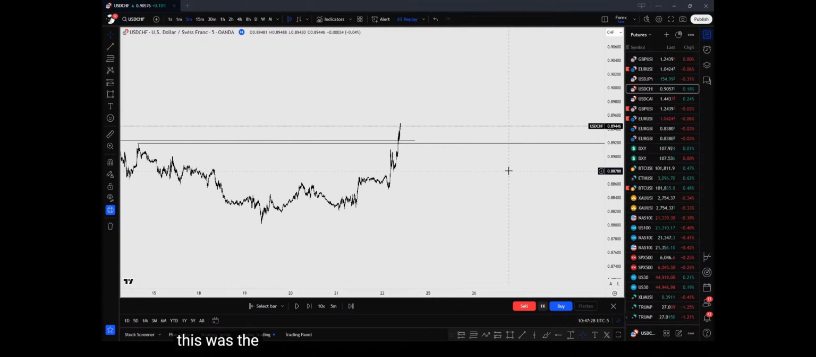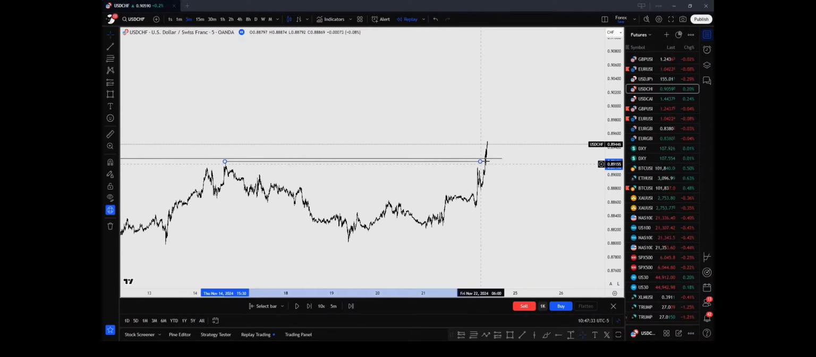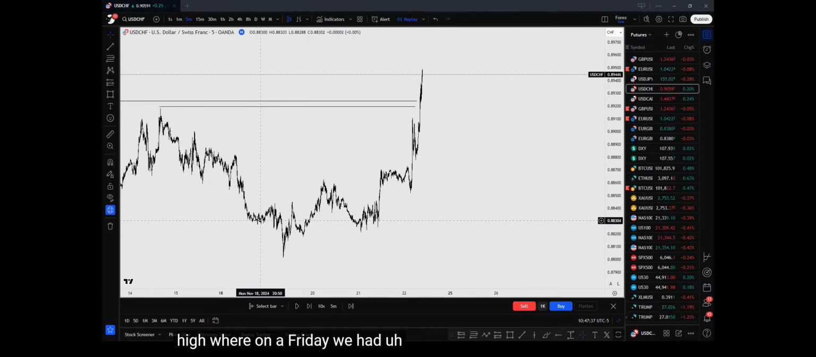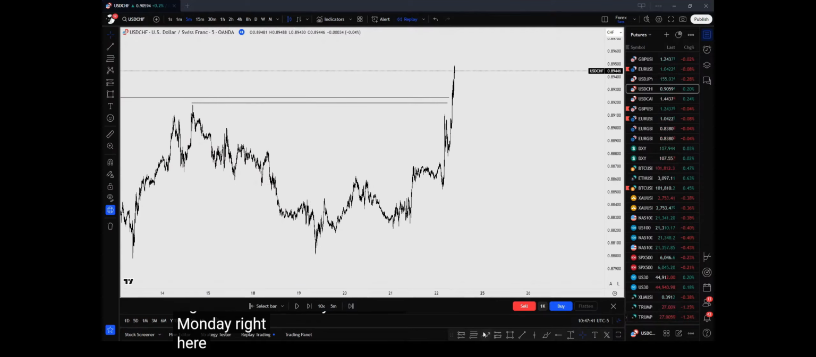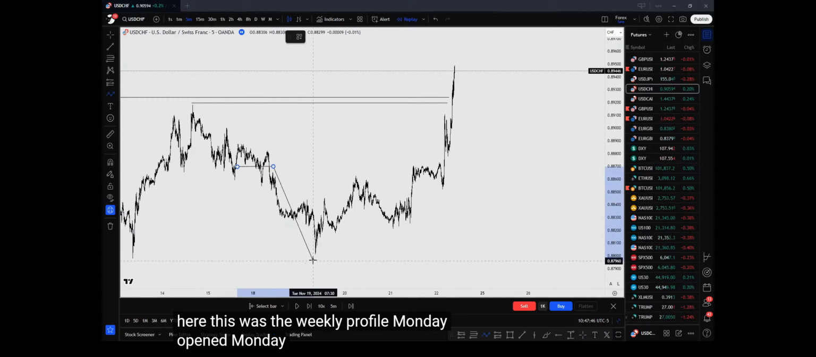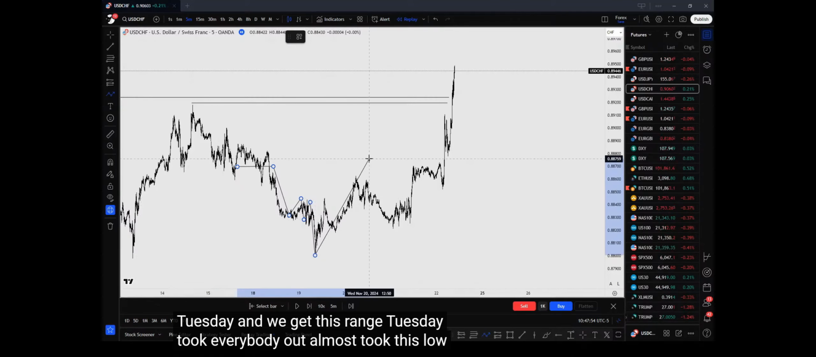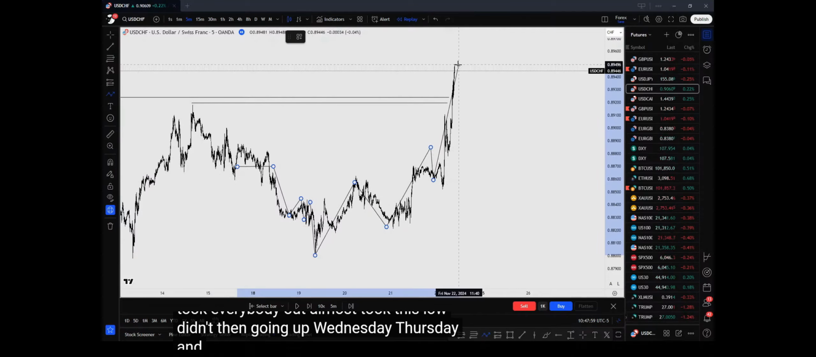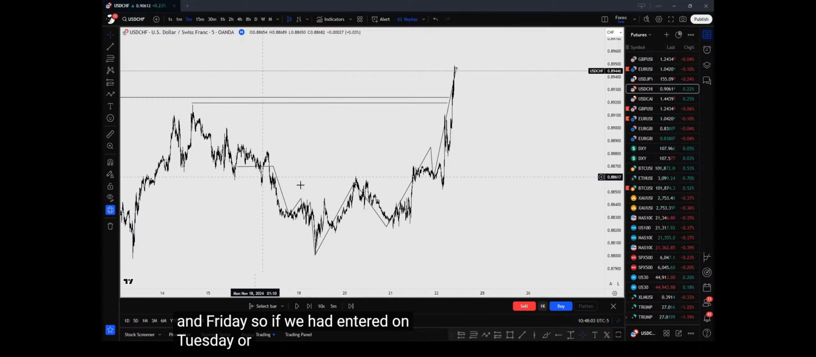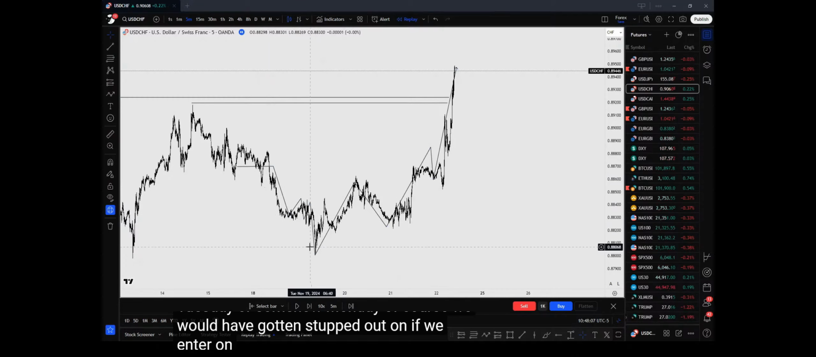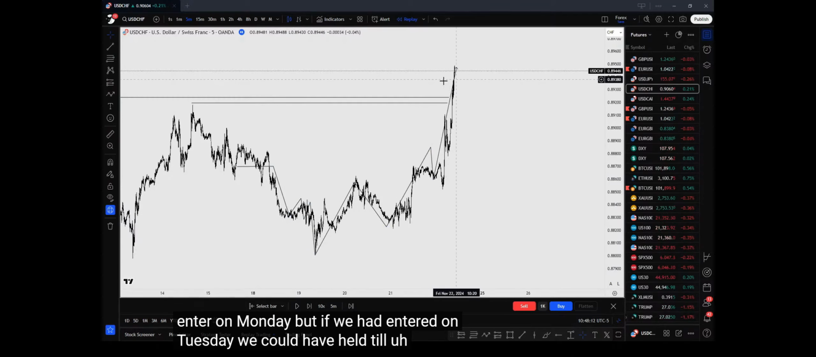This was the high. We're on a Friday. We had Monday right here. This was the weekly profile. Monday opened, Monday manipulation to the downside. Tuesday, and we got this range. Tuesday took everybody out, almost took this low, didn't. Then going up Wednesday, Thursday, and Friday. So if we had entered on Monday, of course we would have gotten stopped out. But if we had entered on Tuesday, we could have held till Friday to target this high.